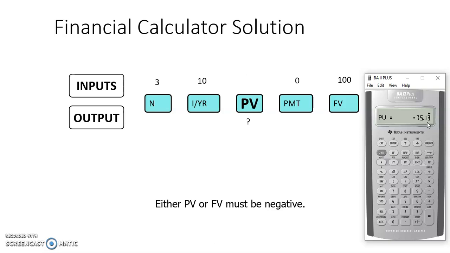Care should be taken to note that the financial calculator always assumes an investment outcome scenario. Therefore, either the present value or the future value must be negative. Both cannot be negative, both cannot be positive. So if you have a positive PV, you end up with a negative future value. On the other hand, if you have a negative PV, you end up with a positive future value.